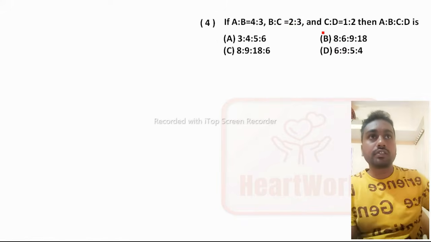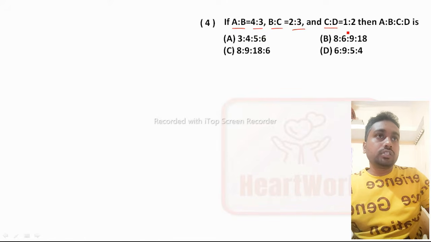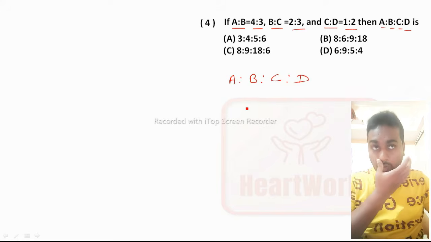Okay, next we'll see. A is to B is 4 is to 3, B is to C is 2 is to 3, C is to D is 1 is to 2. Then you need to find A is to B is to C is to D. This question came from ratio.